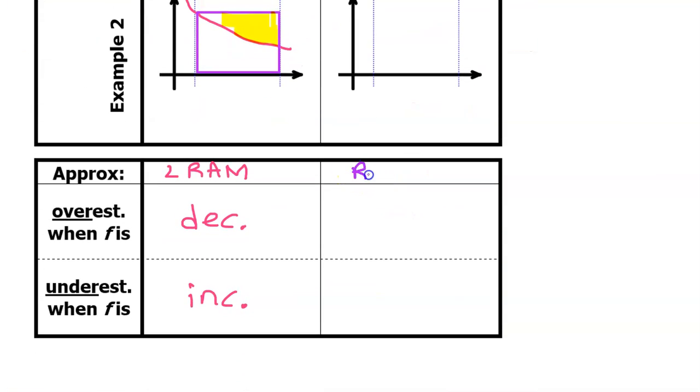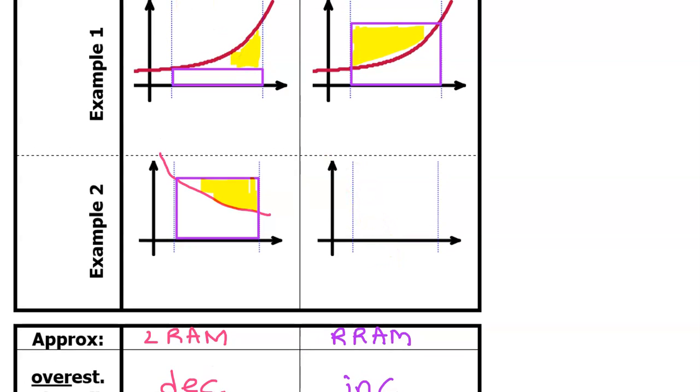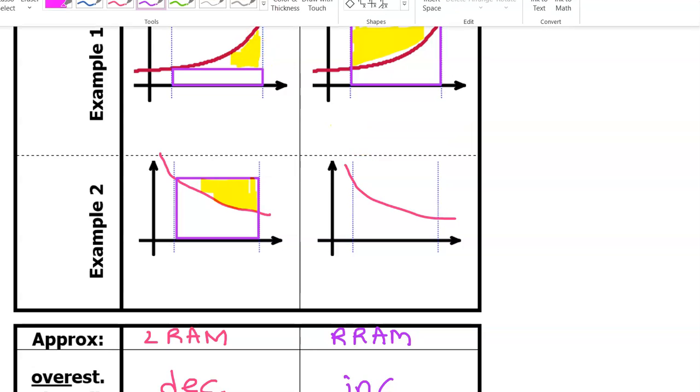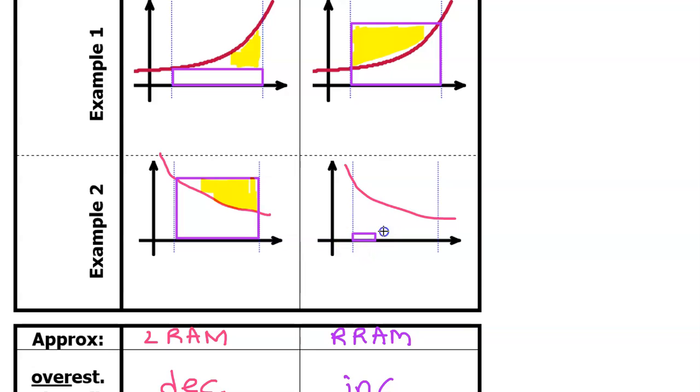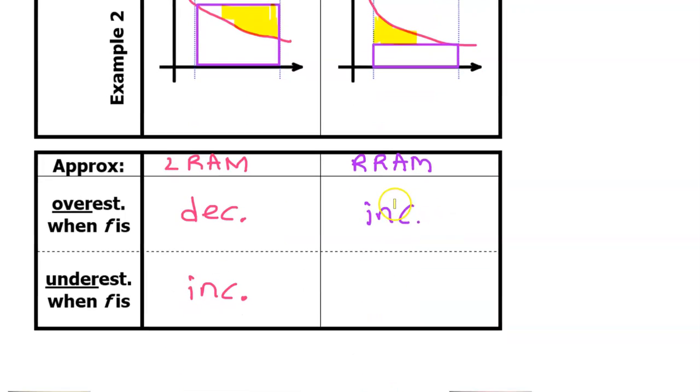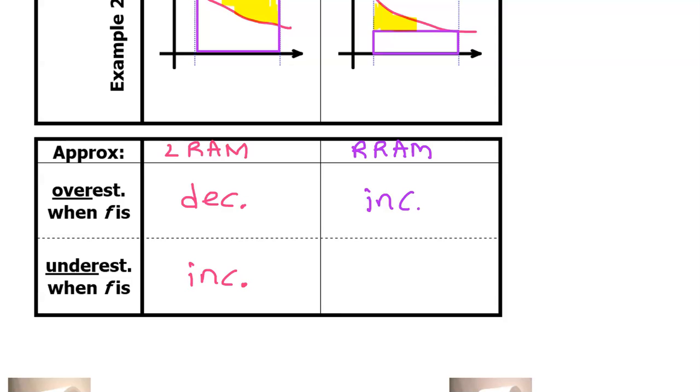Okay, so RRAM gave us an overestimate when the curve was increasing. So if we draw a curve that is decreasing, and if we do another RRAM, okay, the right side touches. This time we're getting an underestimate because we're leaving out all of this area under the curve. So it's an underestimate when the function is decreasing.